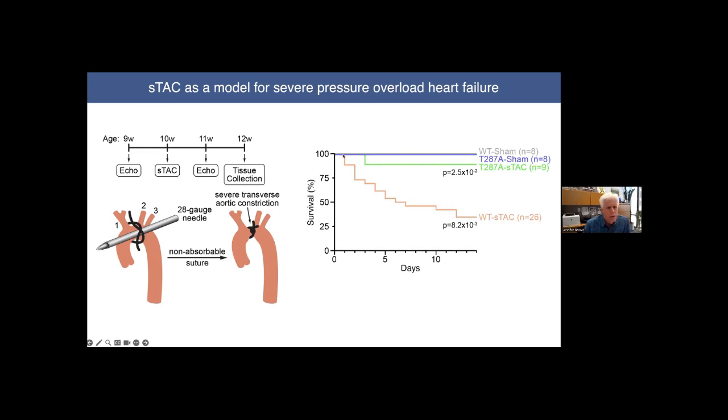So here you see a survival curve. STAC is a very severe form of cardiac stress. It leads to severe lethality, in fact, with more than half the mice dying within 2 weeks after this form of constriction. And the lethality in response to this was almost abolished in these edited mice.